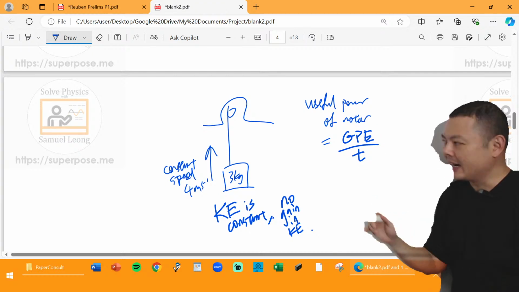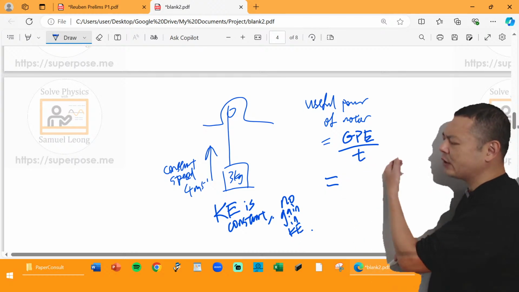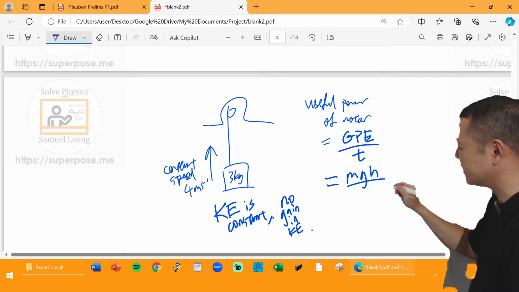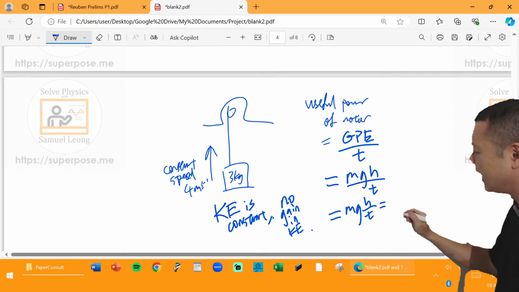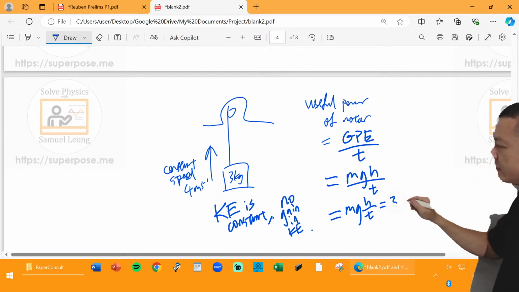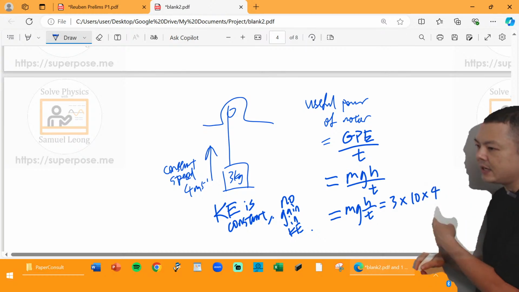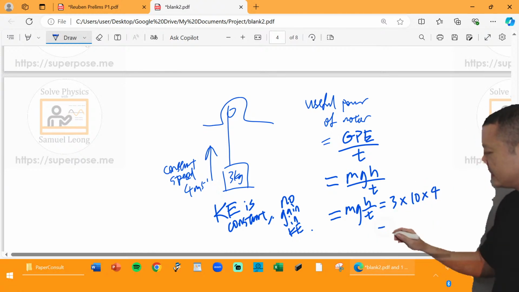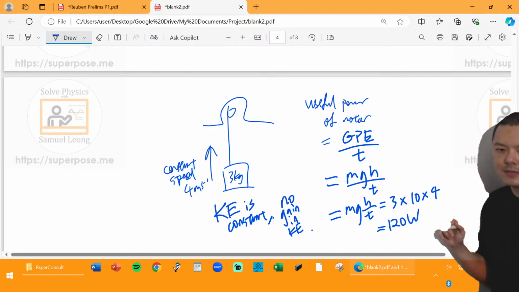For this case, some students will say, but I don't have h and I don't have time, I don't know how to use these values. So it's just mgh over t. If you rewrite it, it will be mg times h over t. Therefore it becomes 3 times 10, if you're using 10, times 4, because h over t is the speed at which it gains height. So it's just 4. This turns out to be 120 watts. No problem?